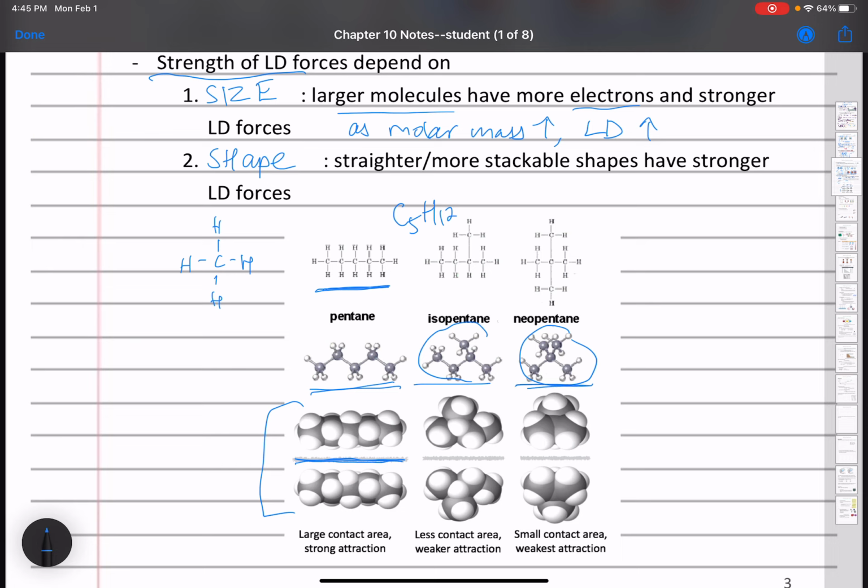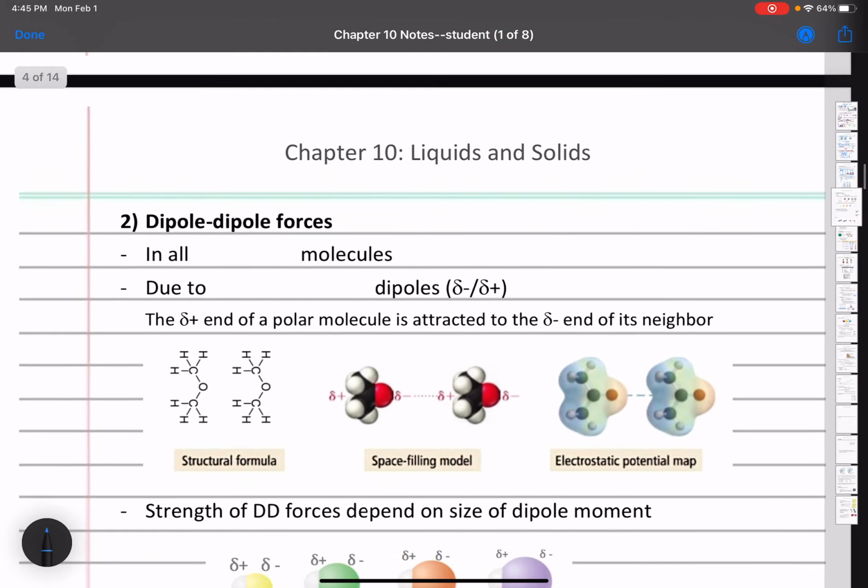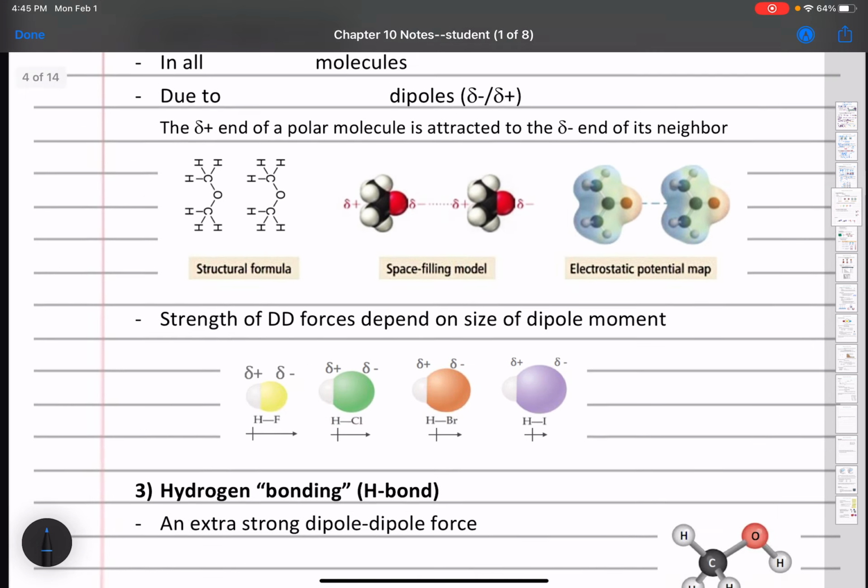Whereas neopentane here, in a 3D space-filling model, is almost like a ball. When you put them close together, there's a very small amount of contact area, so they will have the weakest London forces. So in terms of London forces, pentane is greater than isopentane, which is greater than neopentane, which is greater than methane. Okay, so London forces in large molecules are pretty significant, and I'll get to that in a few minutes.